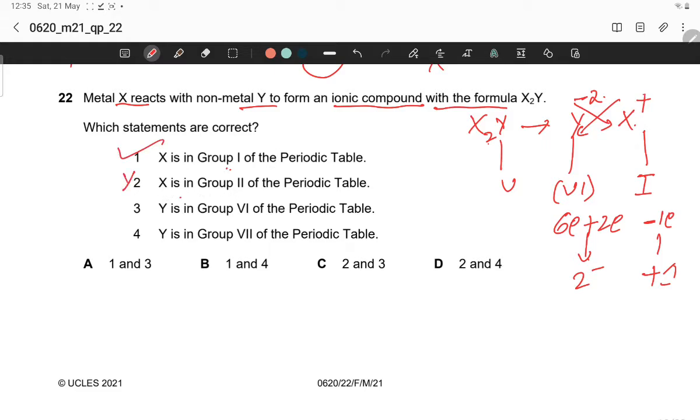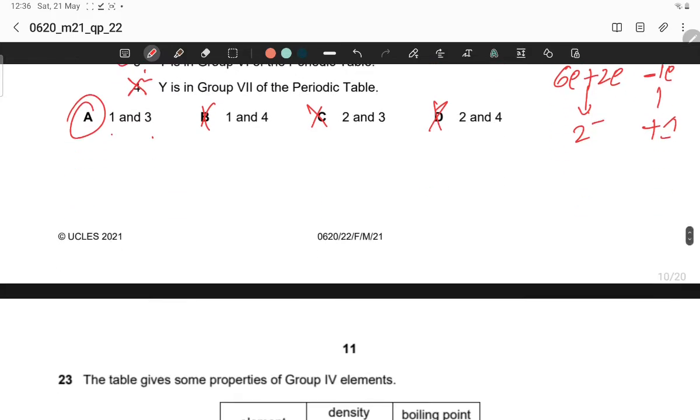X is in group 2, incorrect. Y is in group 6 of the periodic table. Yes, Y is present in group 6. Y is in group 7, not correct. So statement 1 and 3 is correct. So 1 and 3, option A is correct. So B, 1 and 4 is incorrect. 2 and 3 are incorrect. 2 and 4 is incorrect.